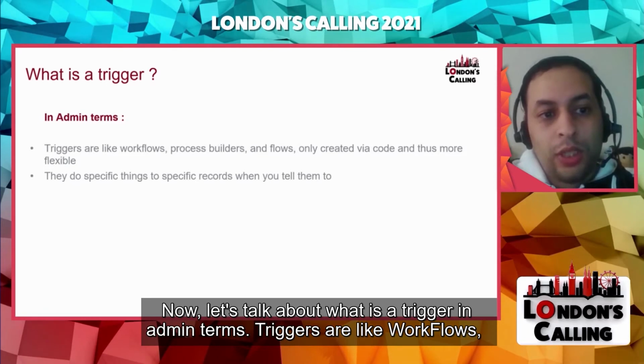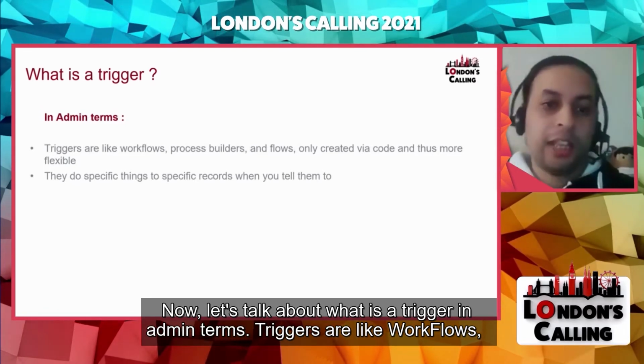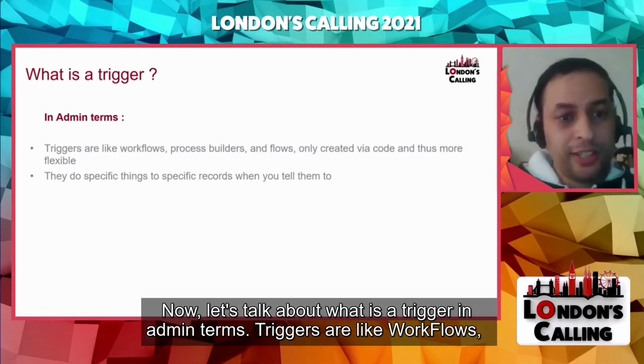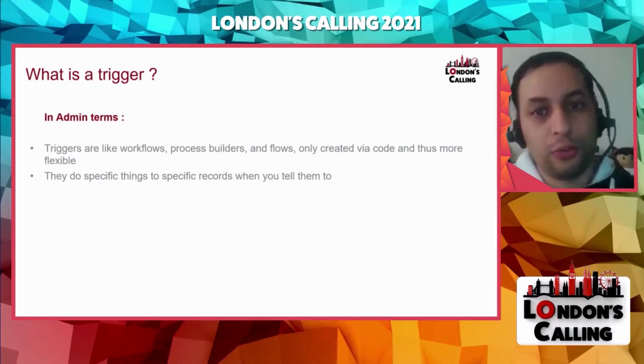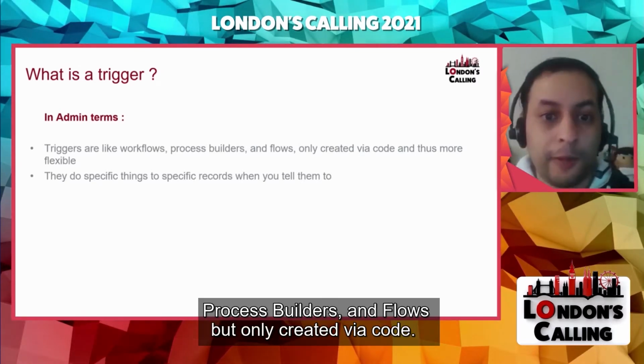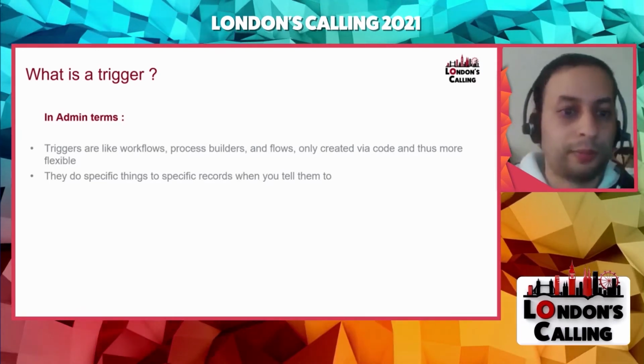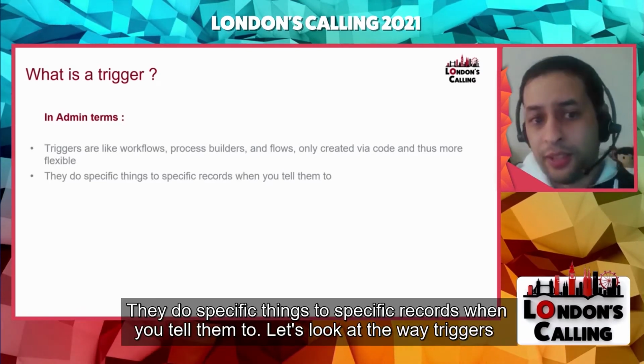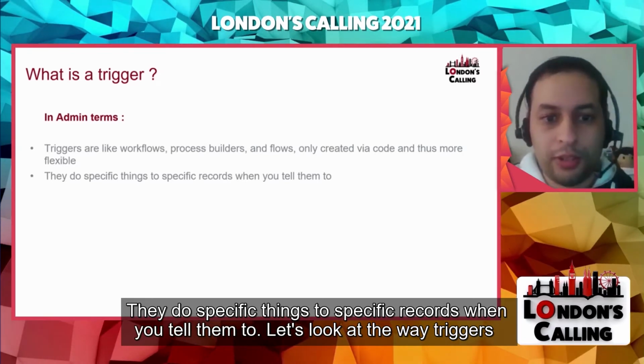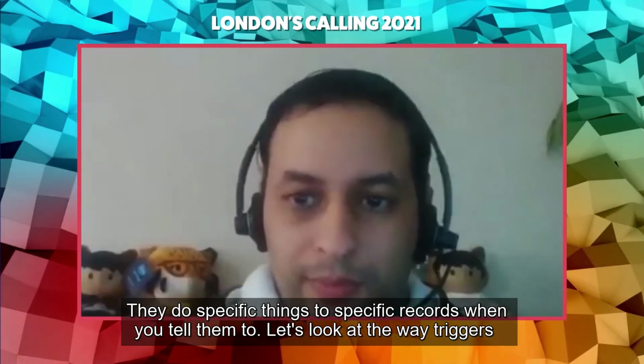And now let's talk about what a trigger is in admin terms. Triggers are like workflows, process builders, and flows, but only created via code. They do specific things to specific records when you tell them to.